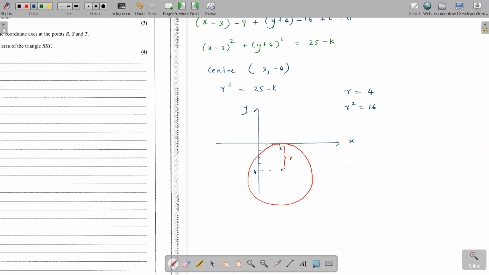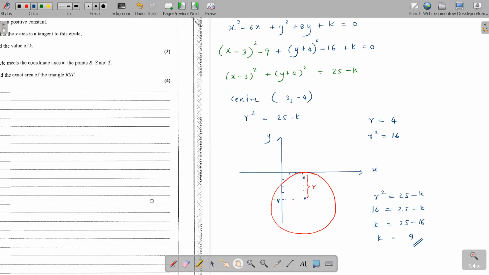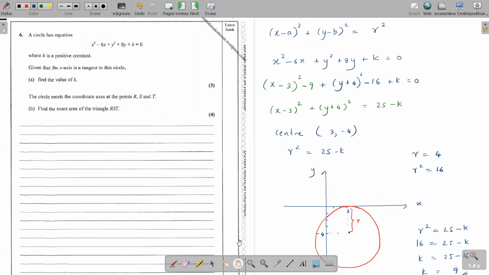So r square equals 25 minus k, which is 16 equals 25 minus k. K equals 25 minus 16, which gives you k equals 9. So that's the answer of that. Part A, k equals 9. So moving on to the next part.